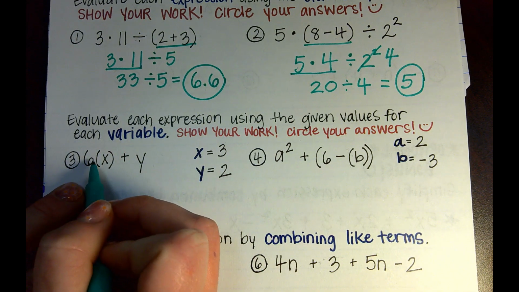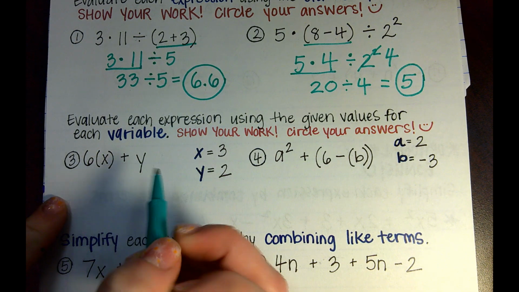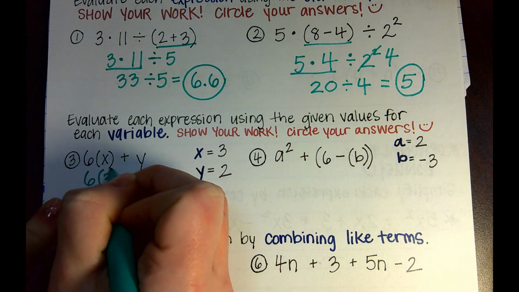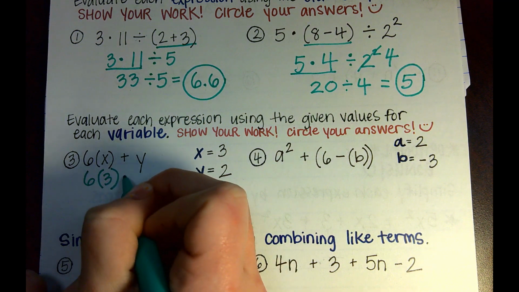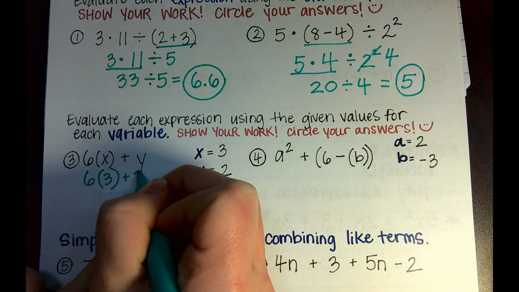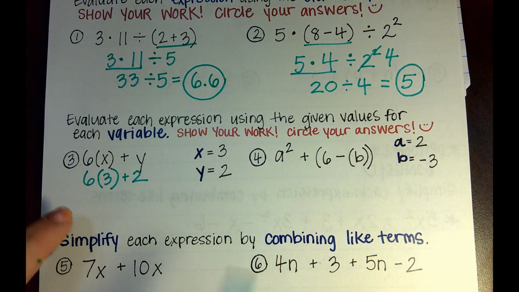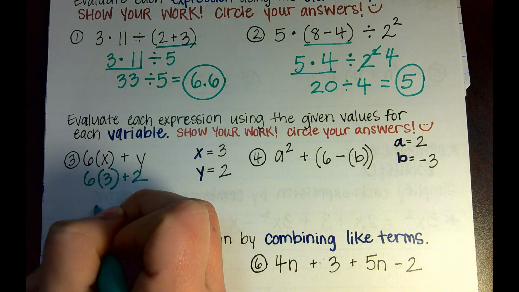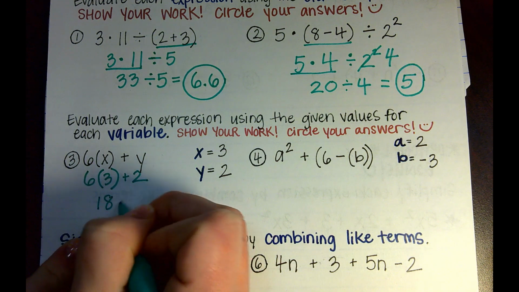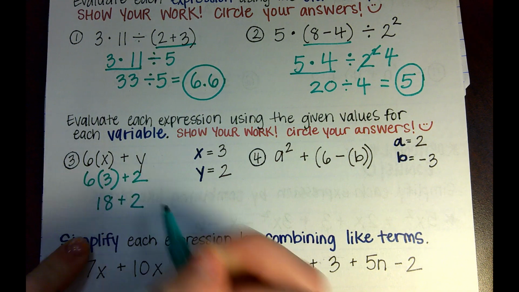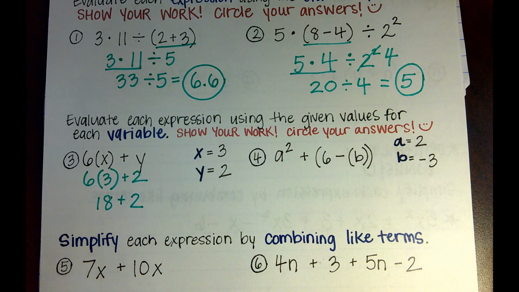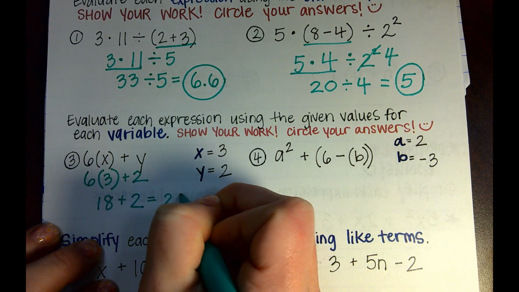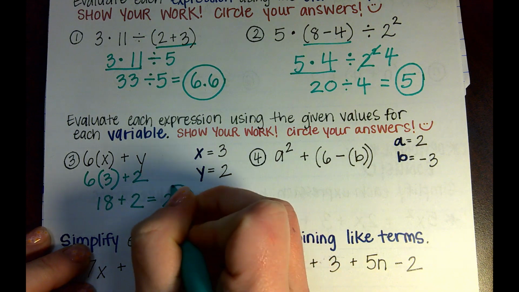So I have 6 times x. 6 times 3. Good. I'm going to write 6 times 3, plus 2. 18. There we go. 18 plus 2. So 6 times 3 is 18. Plus 2 equals 20. Perfect. 18 plus 2 is 20. Awesome, guys. And I would circle my answer.